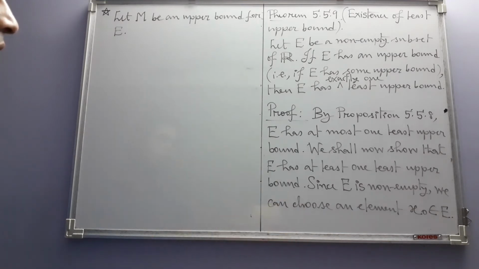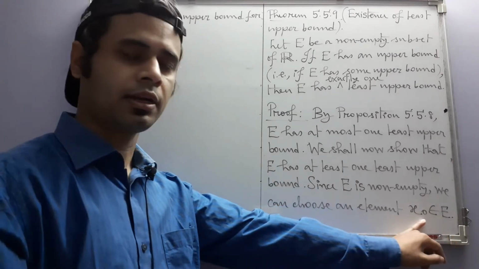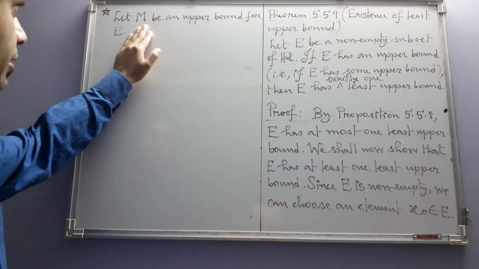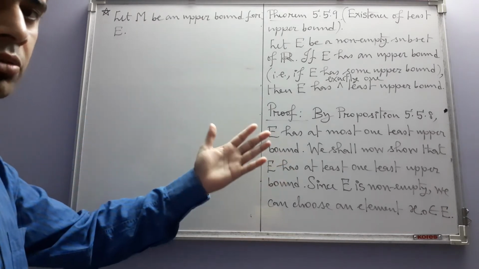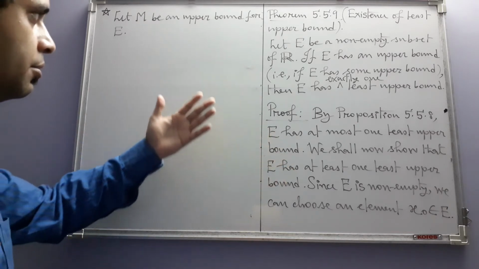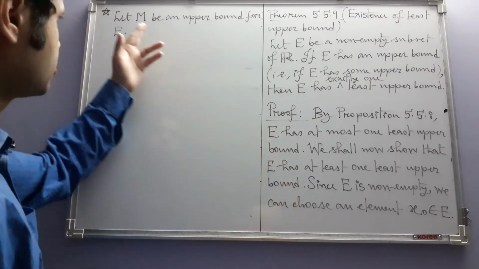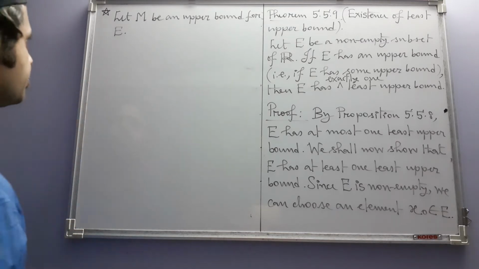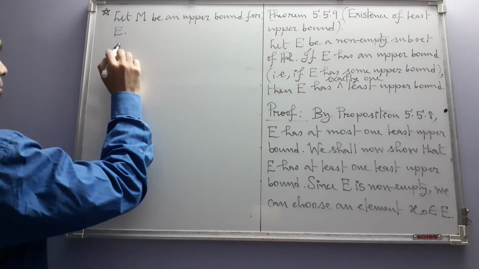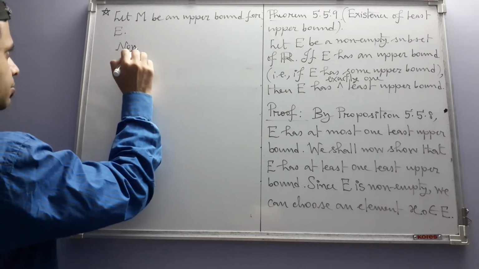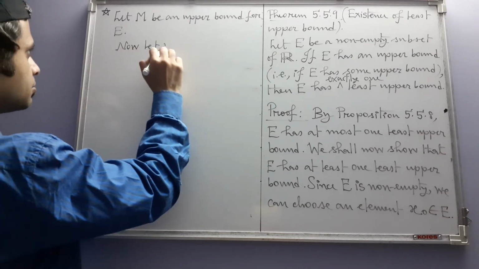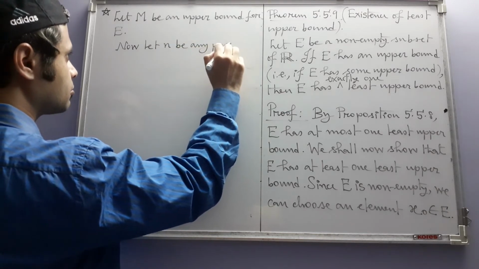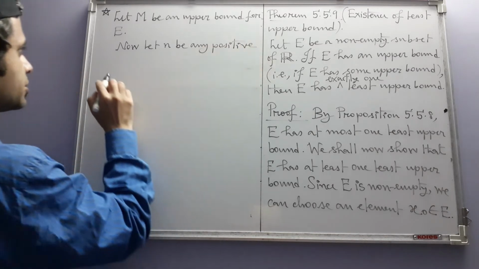Okay, so this is one thing. Non-emptiness of E has allowed us to choose one element x naught in E. Besides that, the other thing is that since E is bounded, or I should not say bounded above, since E has an upper bound, we can choose M to be an upper bound for E. There is some upper bound. Now let N be any positive integer.